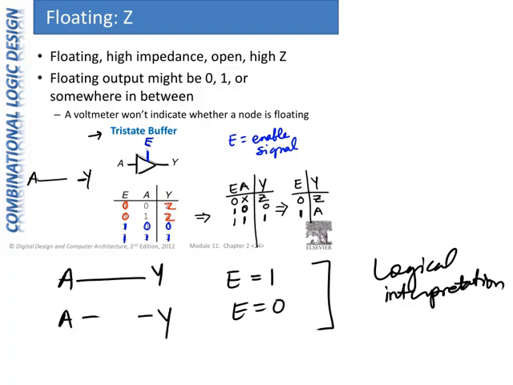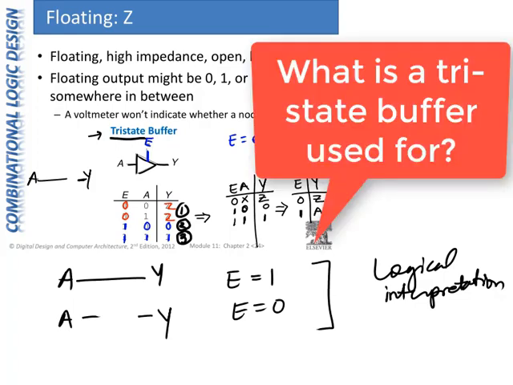So, why would we want to use a tri-state buffer? And let's talk about that name really quickly. A tri-state buffer has now 3 states. Z is one state, 0 is another state, 1 is the third state. It has 3 possible output states. That's why it's called a tri-state buffer, a 3-state buffer, because it has 3 possible outputs. So why did we invent this circuit? What are its uses?